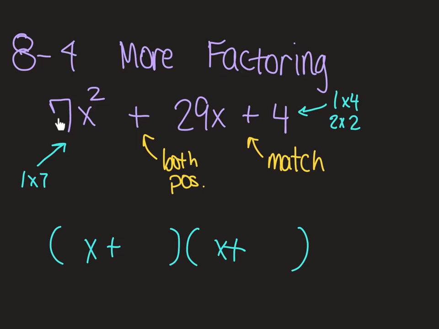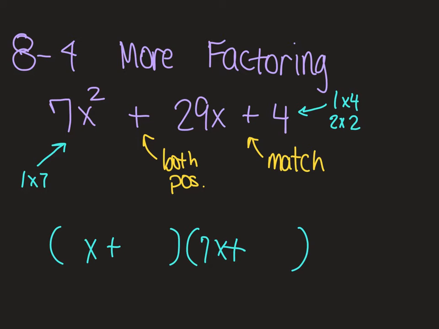What's new is we have a coefficient, not a 1. Non-1 coefficient, something other than 1. How do I make 7? Well, my only option is 1 times 7. Since these are both pluses, it doesn't matter where I put the 1 and where I put the 7. And math people don't even really write the 1.